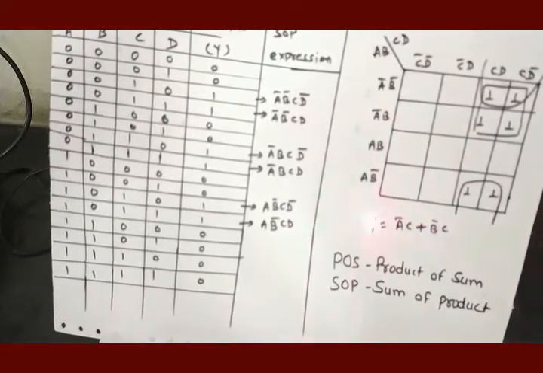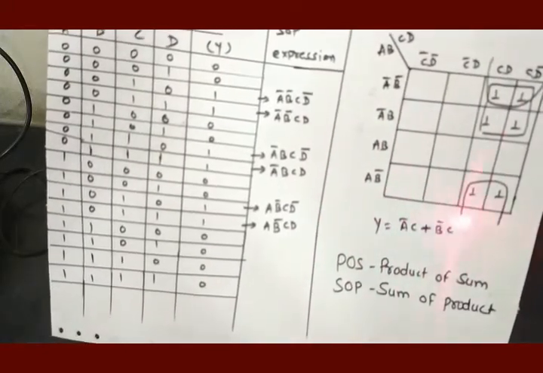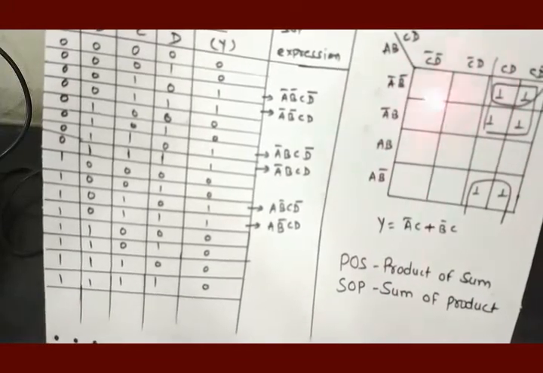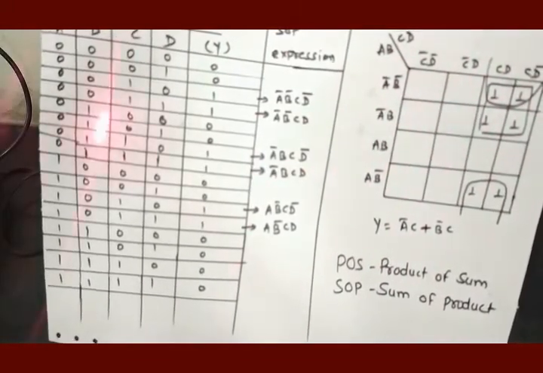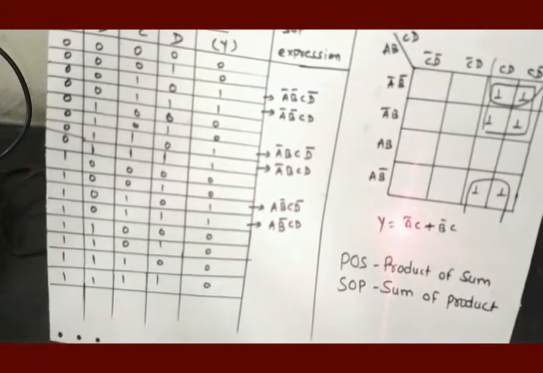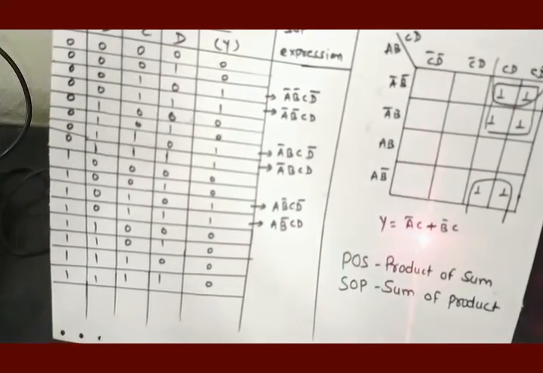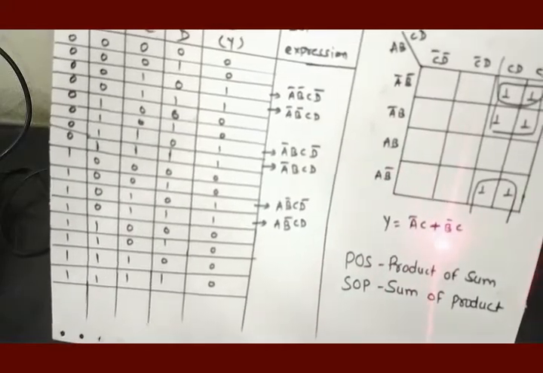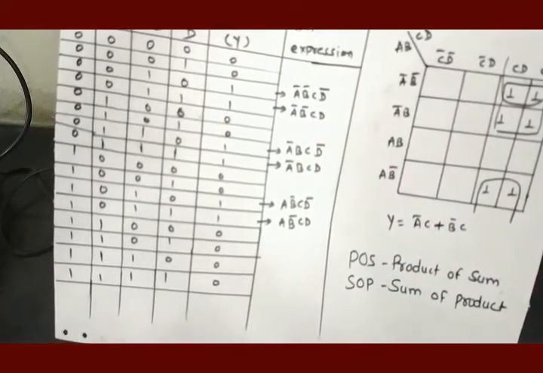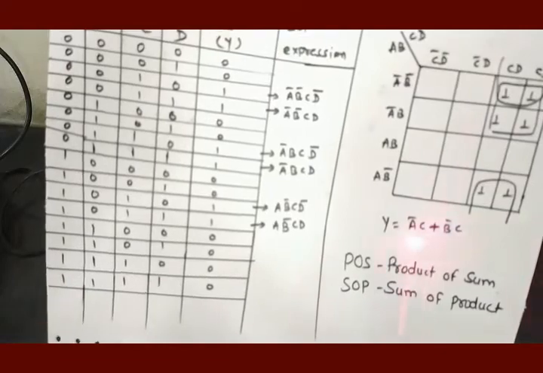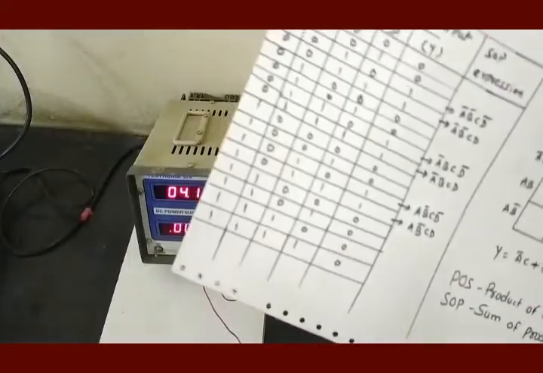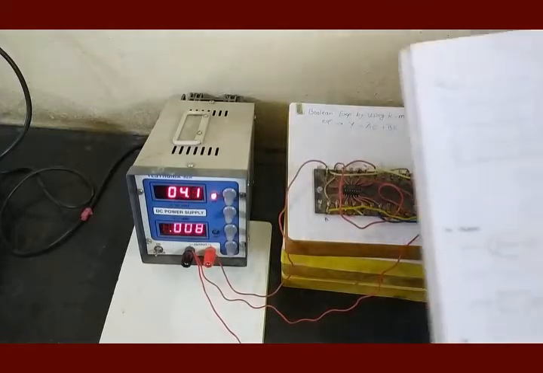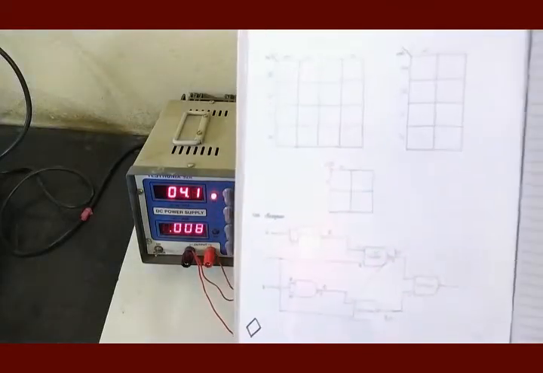And now we have to implement this simplified Boolean expression provided by the simplification of K-map. For this truth table, we have to draw a circuit diagram. After drawing the circuit diagram, we have to construct the circuit. I have drawn the circuit diagram for this, and it is shown here. You can see the circuit diagram here.